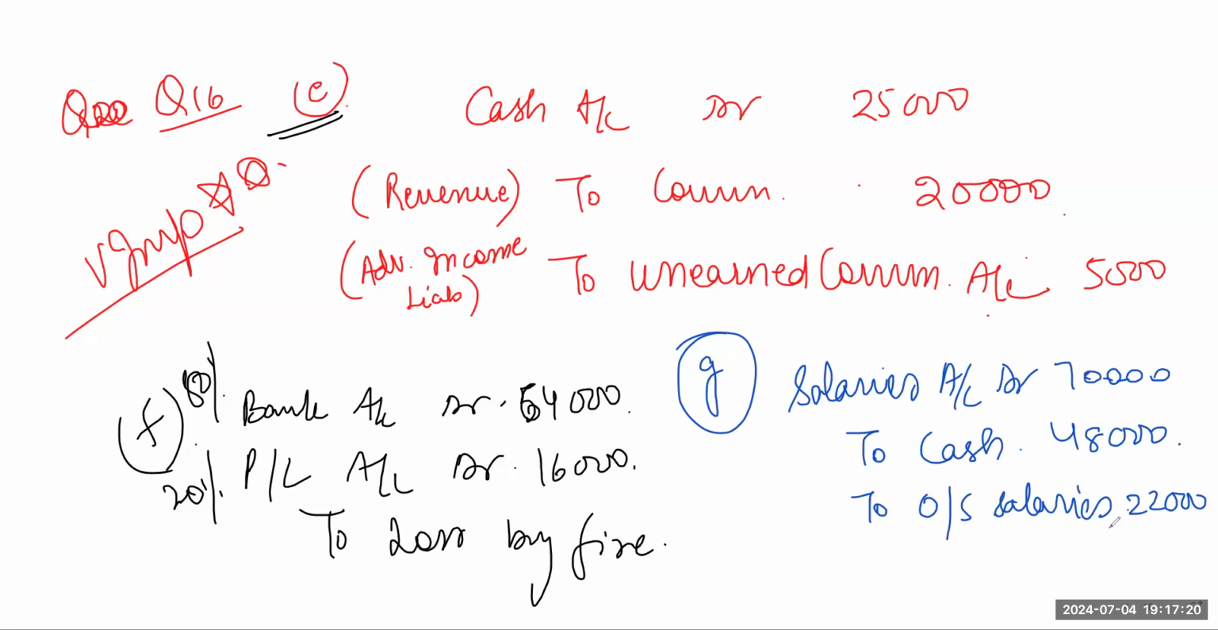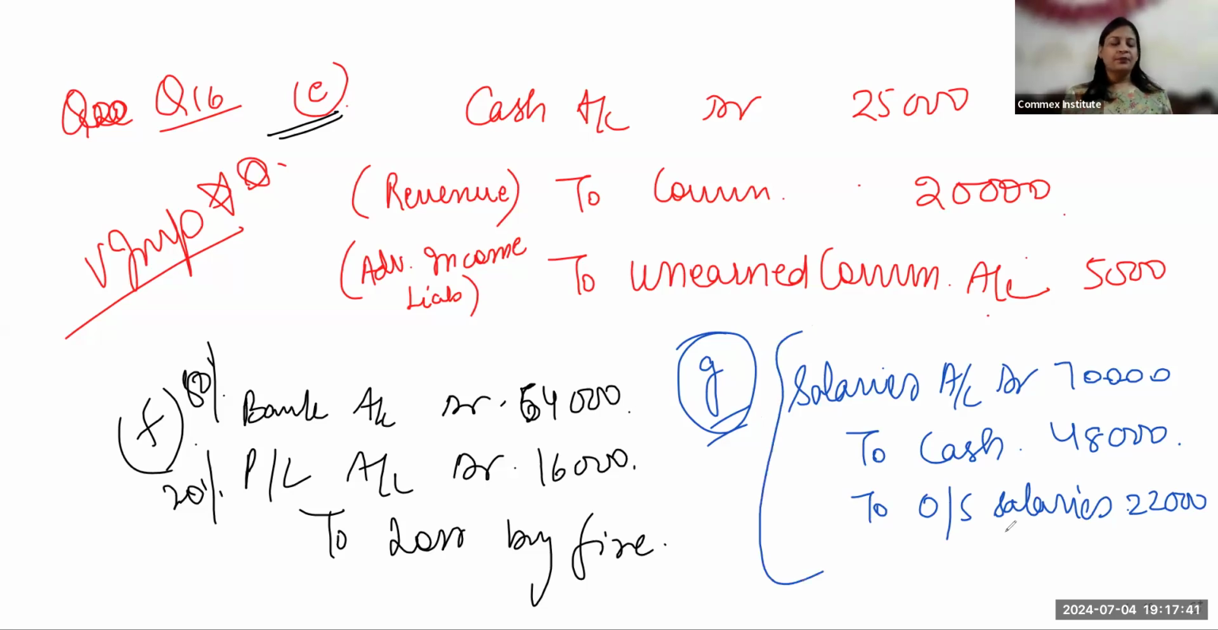Ma'am, can we pass this in two entries as well, like one for the outstanding salaries and one for the paid salaries? Yes, you can pass it as two entries. If you pass it this way, it is a compound journal entry. Otherwise, you can pass salaries to cash 48,000, and salaries to outstanding salaries 22,000. Of course, you can pass it as two entries or you can clump them up. Even sometimes, if different dates are given, if we can clump the entries, we try to clump those. If you want to pass it separately, it's perfectly okay, no issues. But yes, this is important.